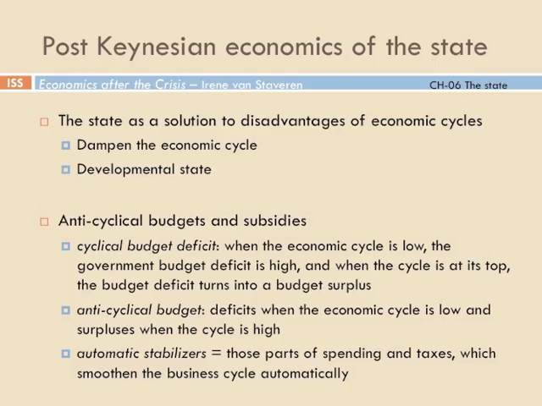The most important role of the state in post-Keynesian economics is that the state can provide a solution to disadvantages of economic cycles. Remember, in particular, to crisis. For this reason, the state can organize its budget in such a way that it is anti-cyclical, reducing the dynamics of the economic cycle.